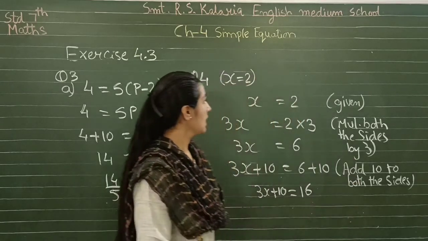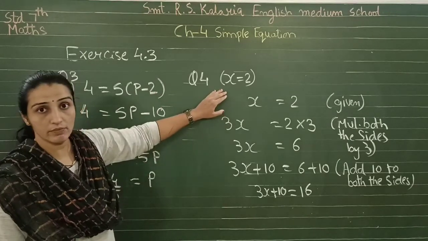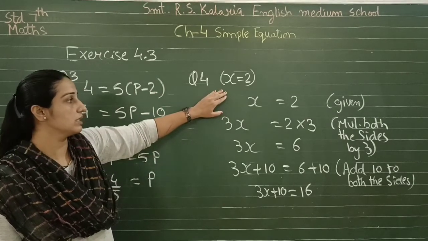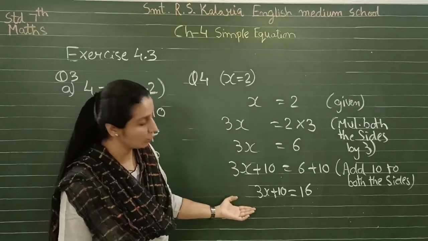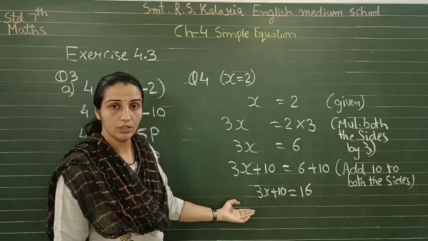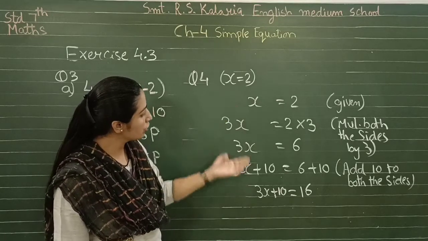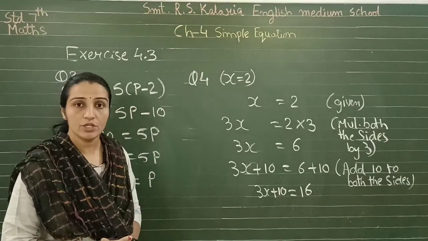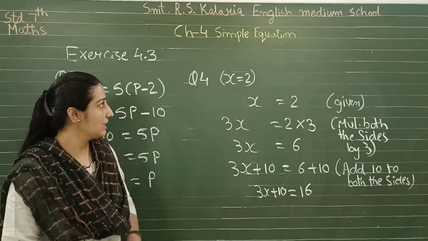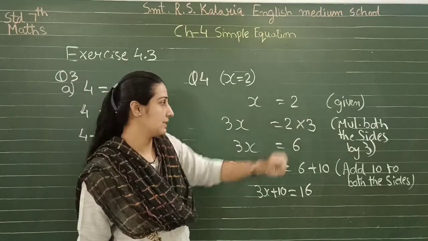Question 4 is construct the equation. That is, a solution is given. X is equal to 2 is the solution given, and from the solution we have to form the equation. For this you just have to remember that to reach the equation we have to do the operation on both the sides. That is on left hand side and also on right hand side.